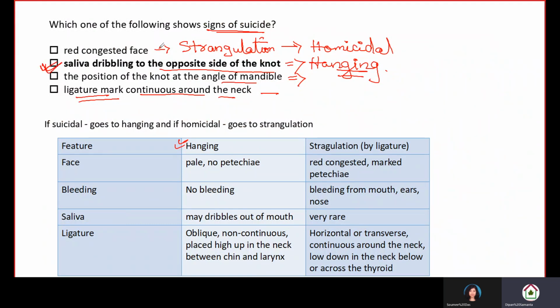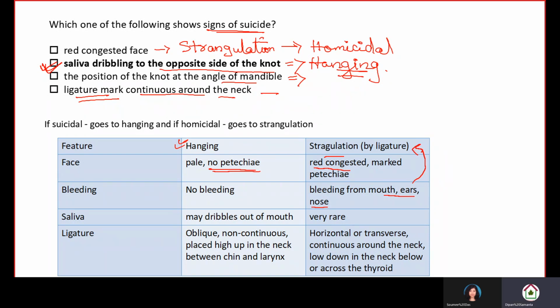Which one of the following shows signs of suicide? Saliva dribbling to the opposite side of the knot. Saliva will rarely dribble in case of strangulation. And the red congested face and marked petechiae occur in strangulation. In hanging, there will be no petechiae. Bleeding from mouth, ears, and nose rather occurs in strangulation.